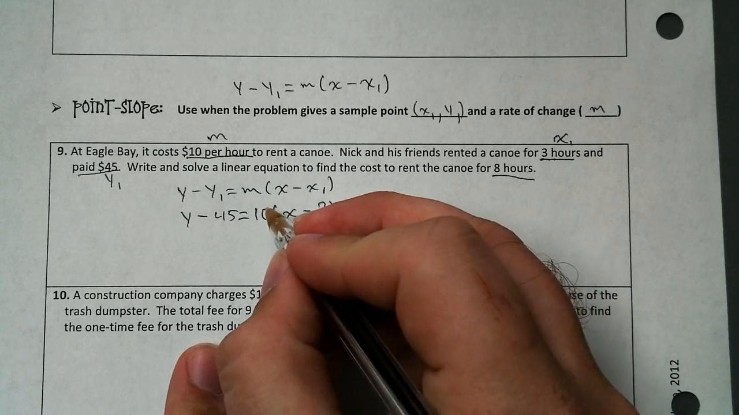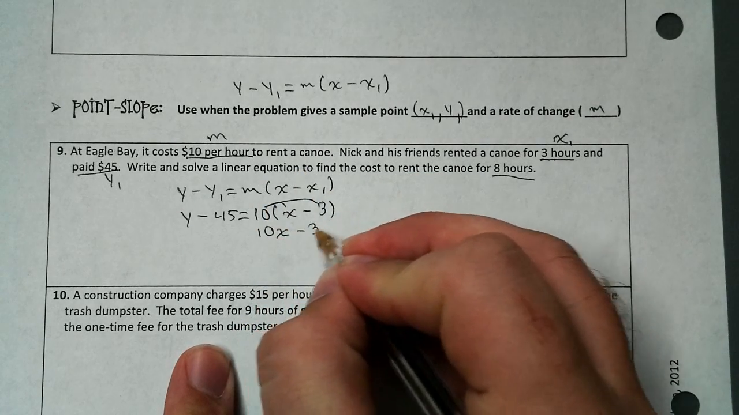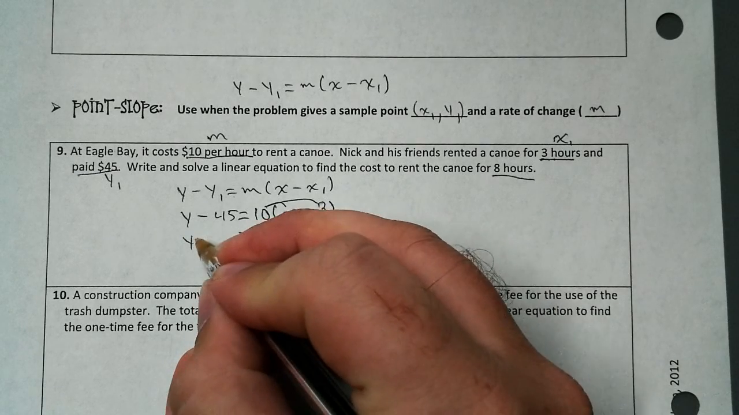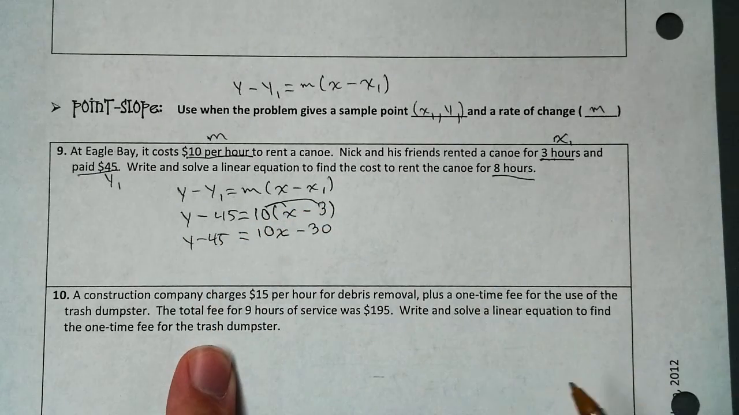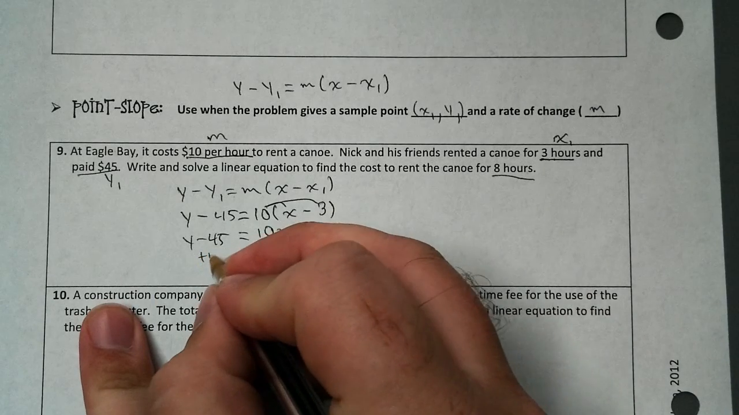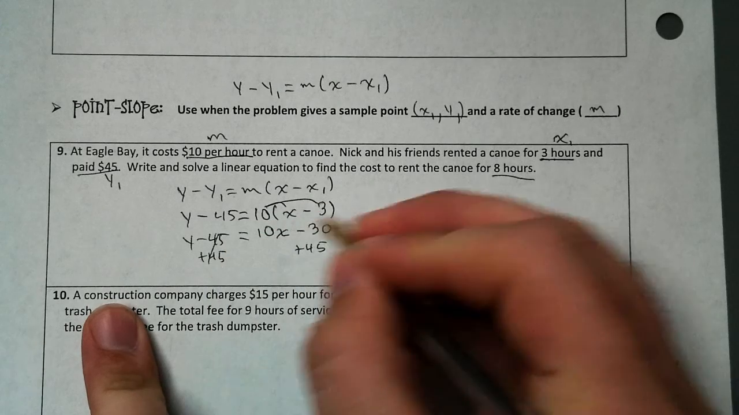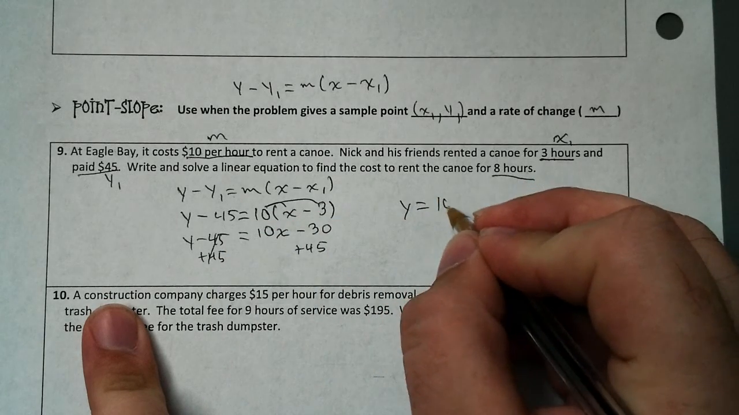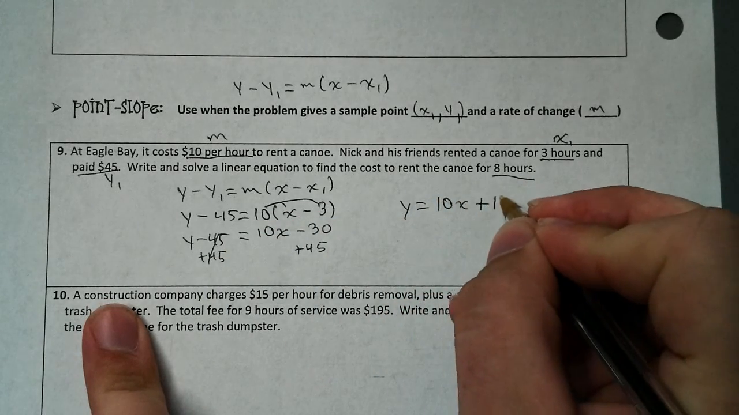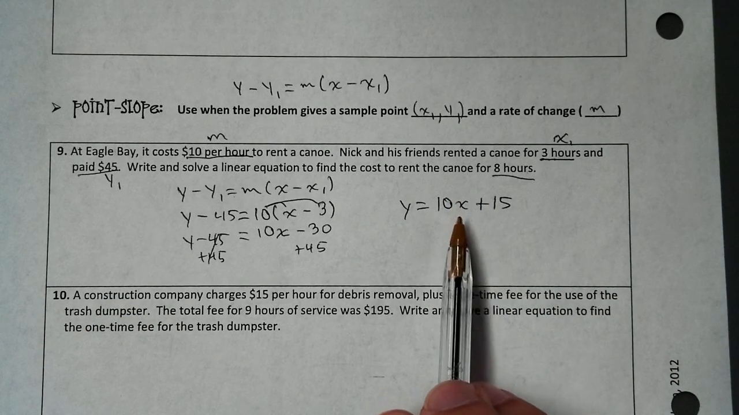From here, distribute. So we get 10x minus 30 equals y minus 45. After we distribute, you move your number away from y. So add 45. Those cancel. We get y equals 10x plus 15. Now we have this in a form we can use.